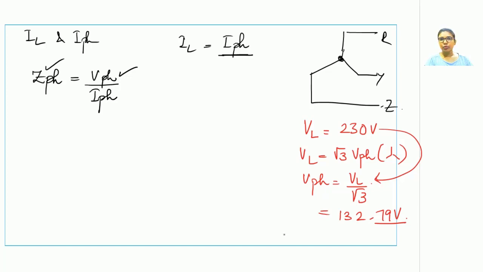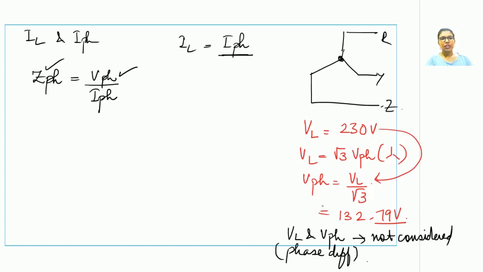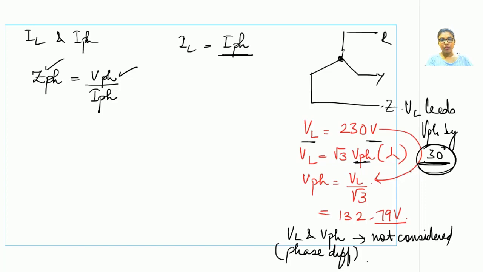I am repeating the point which I discussed earlier once again. While solving the numericals, the phase difference between VL and V phase is not to be considered. In a phasor representation, we had obtained that VL leads V phase by 30 degrees, but we shall not be using this 30 degrees while solving the numericals. We have dropped all the angles from all the 4 parameters. The angle will be carried only by the Z phase for a 3-phase system.